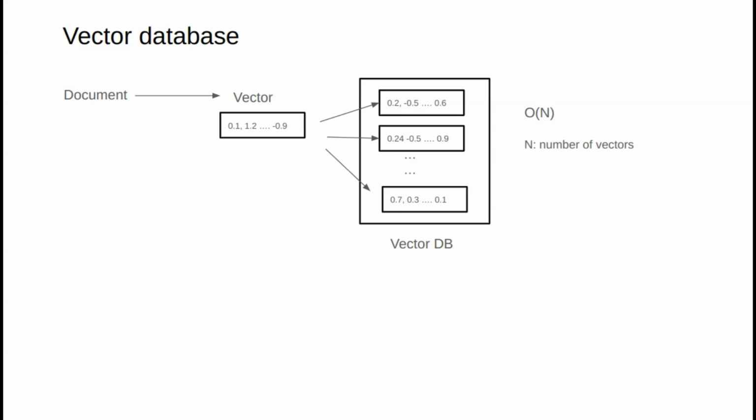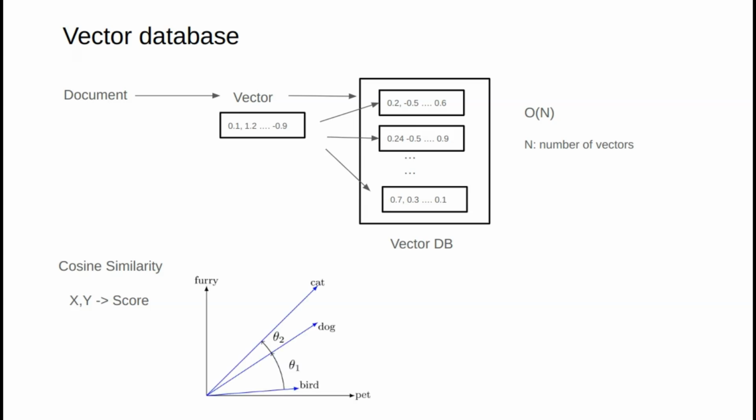Additionally, we need a method to calculate the similarity between vectors. The most commonly used method for calculating similarity between vectors is cosine similarity. Cosine similarity essentially calculates how similar two vectors are. For example, given two vectors, x and y, we output a similarity score between them. The core idea of this method is to calculate the angle between the two vectors in a space. If the angle between them is small, the similarity between the two vectors is considered high.